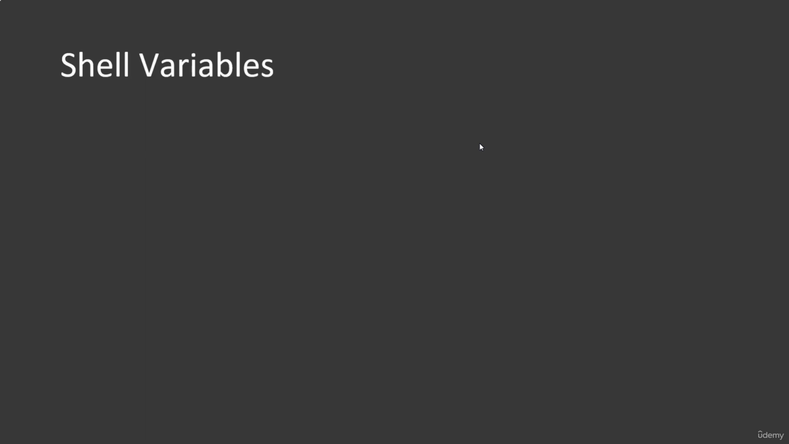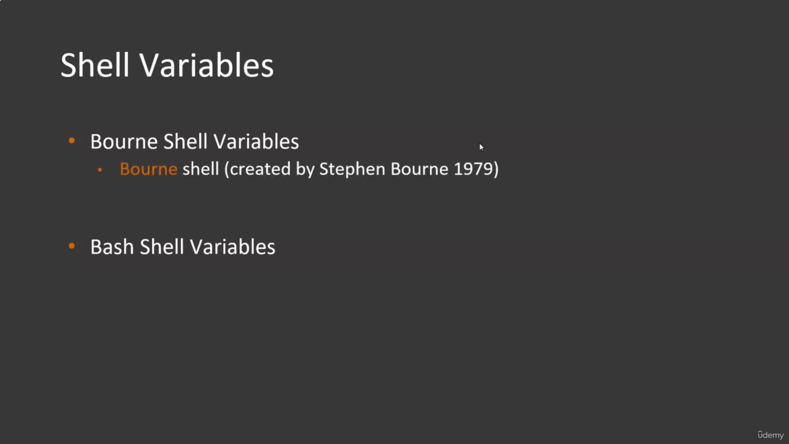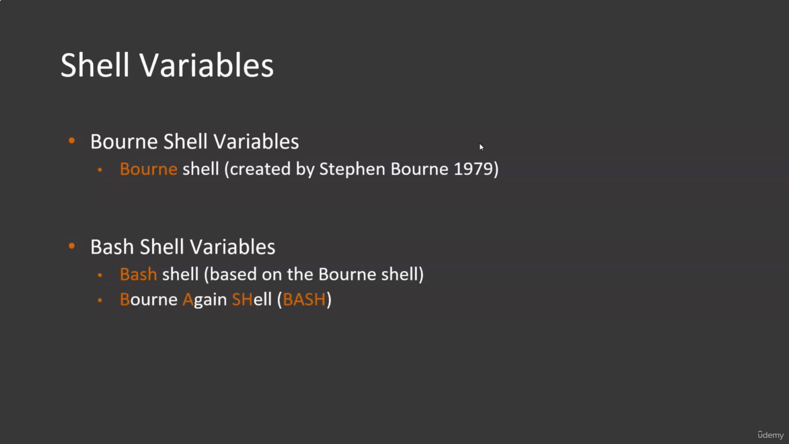Chapter 5 of the Bash manual, which I've put a link to in the resources, tells us that there are 2 types of shell variables. There's Bourne shell variables and Bash shell variables. If you remember back to the beginning of the course, where we were talking about the difference between a shell and a script, you learned that there are many different types of shells. There's the Bourne shell, created by Stephen Bourne in 1979. There's the KSH shell, the C shell, and many others. Now the Bash shell is actually based on Stephen Bourne's Bourne shell. This is where Bash gets its name as the Bourne Again shell, or Bash.